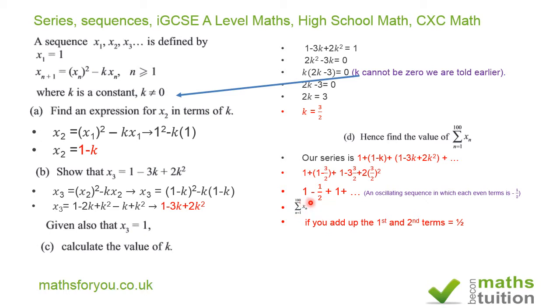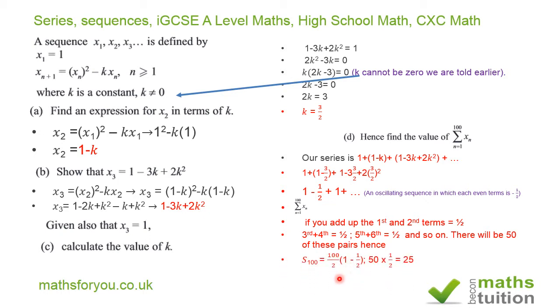So in effect, we then have to sum this up. If we add the first and second terms, you get a half. If you add the third and fourth terms, you get a half. If you add the fifth and sixth terms, you also get a half, and so on. So there'll be 50 pairs there. So the sum to 100 will be 100 divided by 2, because we're going to have 50 pairs, multiplied by 1 minus a half. So that gives us 50 times a half, and the answer is 25.